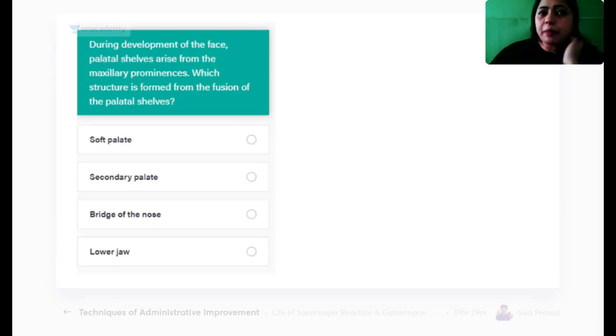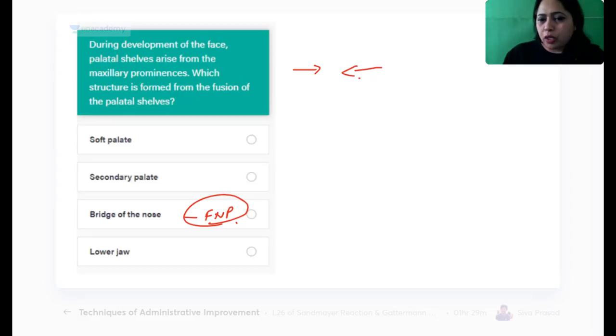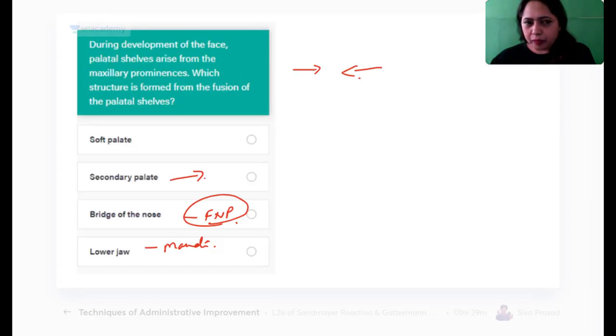Now, second one. During the development of face, palatal shelves. There are two shelves, right and left. They arise from maxillary prominence. We know that. Which structure is formed from fusion of the palatal shelves? What structure? Is it soft? Bridge of the nose? Bridge of the nose? No. It is by frontonasal process, very clearly. Lower jaw is by mandibular process. Secondary palate. So answer is B. Okay.